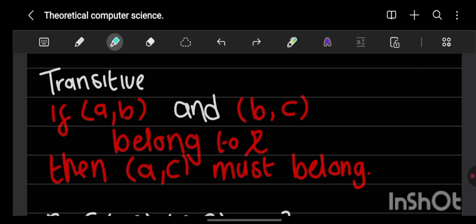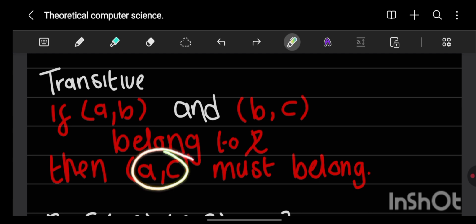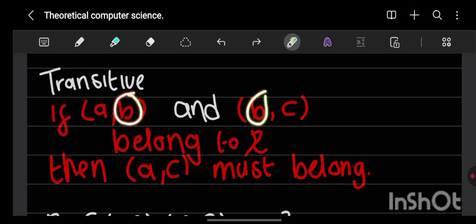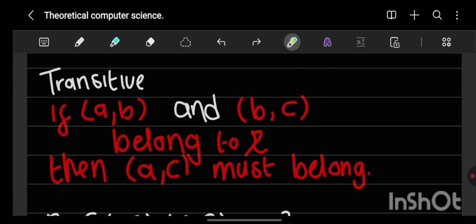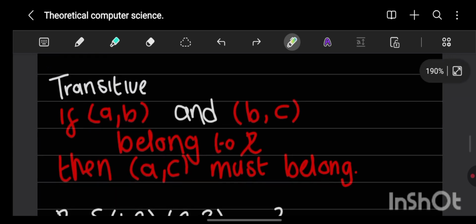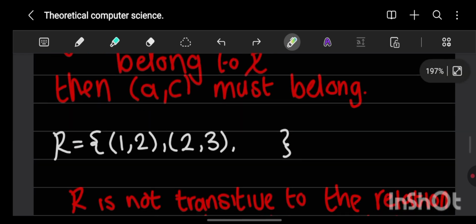Now transitive. I wrote it here: if (A,B) and (B,C) belong to a relation, then by default (A,C) should also belong to the relation. So if you have A, and then B is in both, by default (A,C) should also be a pair, and that is transitive. It's not the same as symmetric, because for symmetric, instead of these two, you would have (B,A). So that would be symmetric. It's also not reflexive, but you can say it's irreflexive because nothing here repeats itself.